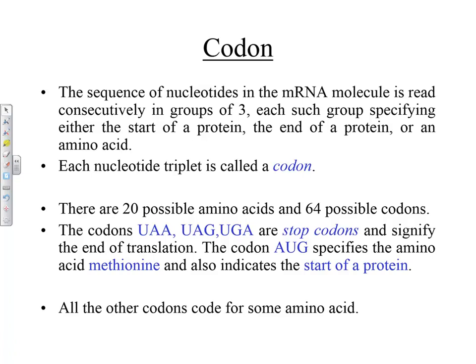Now the codons UAA, UAG, UGA, these 3 are stop codons, and they signify the end of translation. The codon AUG specifies the amino acid methionine. It's one out of those 20 amino acids and also indicates the start of a protein. So this is the start signal, and these 3 are the end signals. All the other codons code for some amino acid. So out of 64 codons, 3 have been used up for the stop, 1 for the start, and this also codes for an amino acid. That means there are a lot of codons left over for covering the 20 amino acids, so you're going to have a degenerate code. It's not going to be one-to-one.